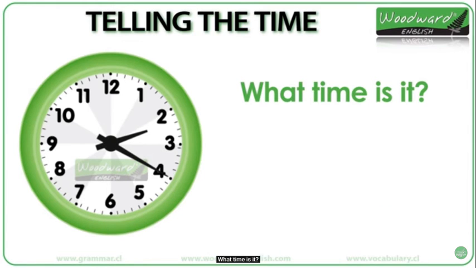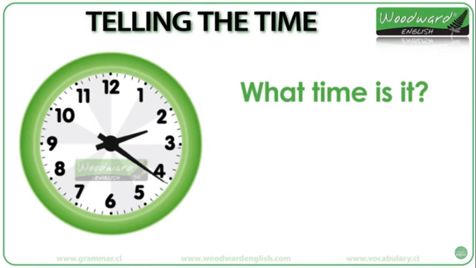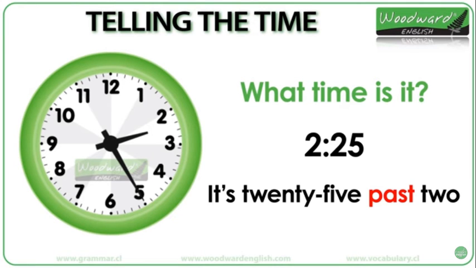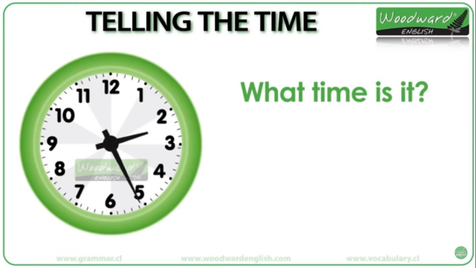Now comes 20 past 2, which means 2:20. Now 25, it is 25 past 2. See how it is 25 past 2. Again count 5, 10, 15, 20 and 25. You can say 2:25 or 25 past 2.